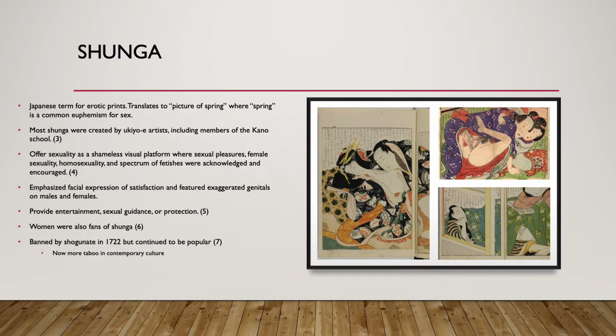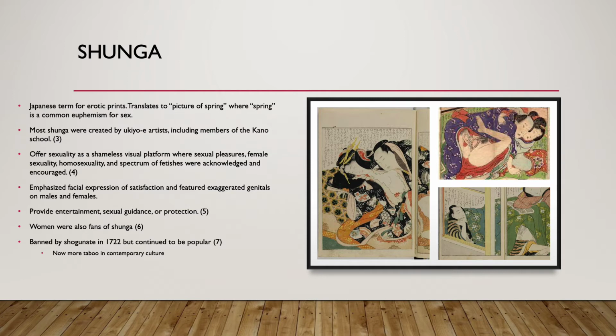Shunga was a Japanese term for erotic prints. It directly translates to picture of spring, where spring is a common euphemism for sex. Shunga was believed to have originated from China. Most shunga were created by ukiyo-e artists, including members of the Kano school. The Edo period shunga aimed to offer sexuality as a shameless visual platform where sexual pleasures, female sexuality, homosexuality, and spectrums of fetishes were not only acknowledged but encouraged.